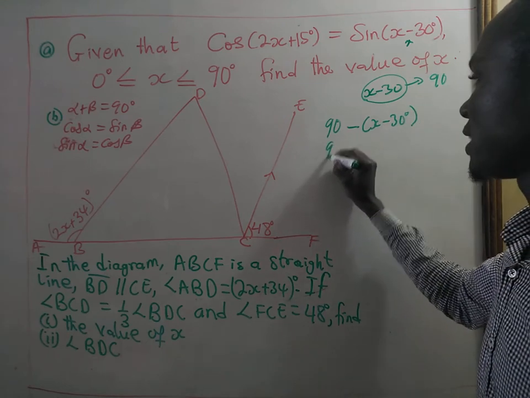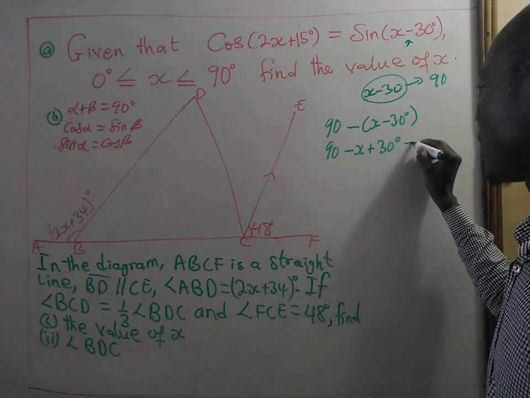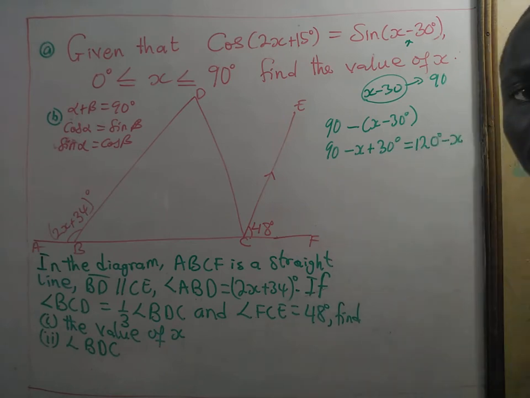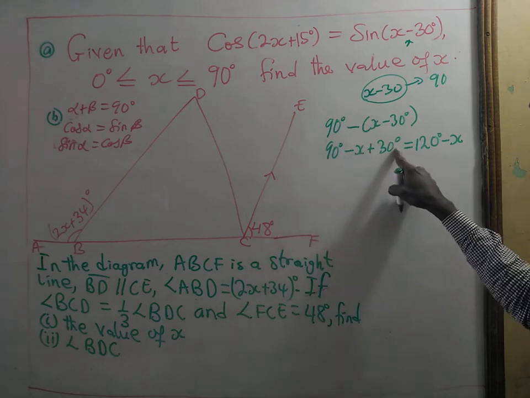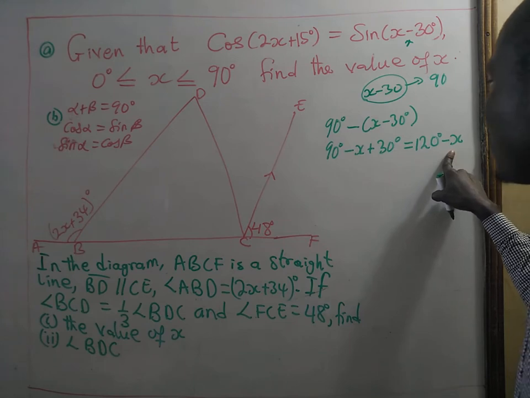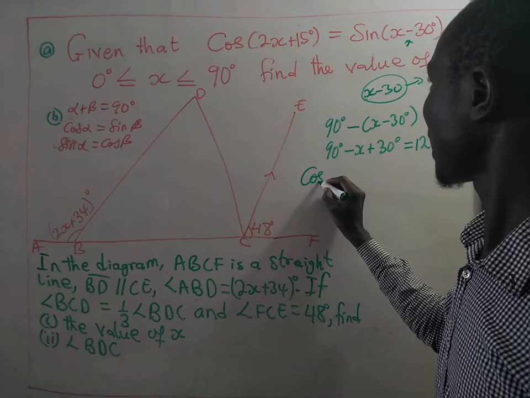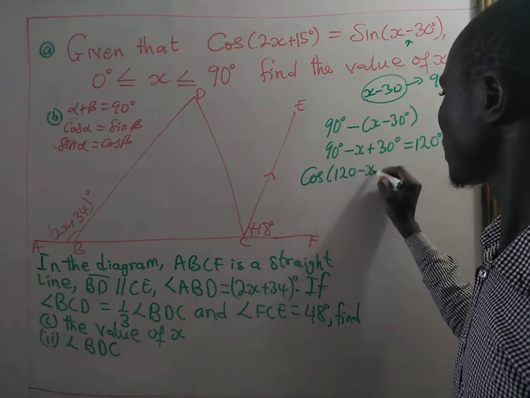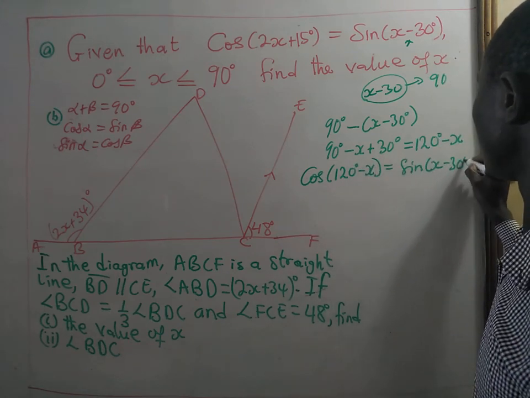So this will give me 90 minus x plus 30 degrees, and that will give me 120 minus x. So 90 degrees plus 30 degrees is 120 degrees minus x. So that is it. So this implies that cosine of 120 minus x is equal to sine of x minus 30 degrees.